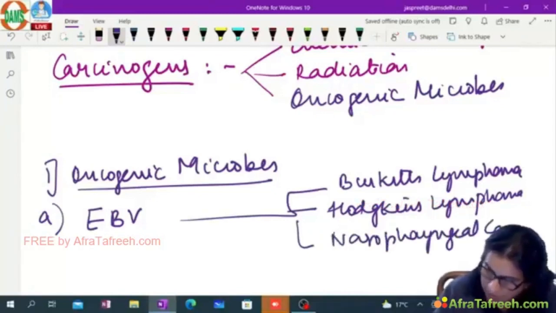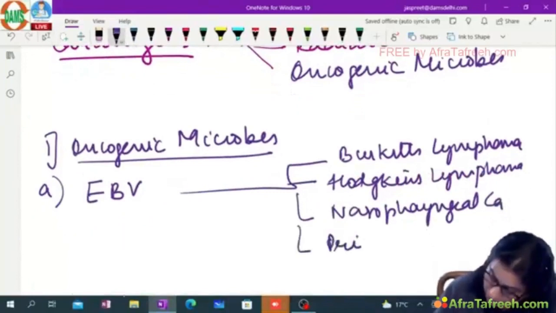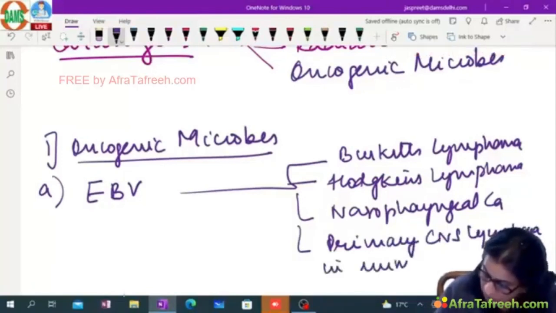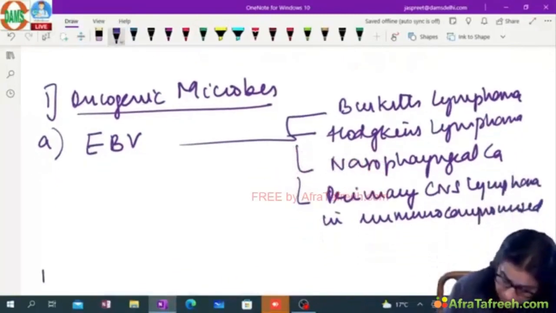Nasopharyngeal carcinoma. So EBV causes nasopharyngeal carcinoma. Then primary CNS lymphoma. Primary CNS lymphomas in immunocompromised patients are associated with this virus, that is Epstein-Barr virus.